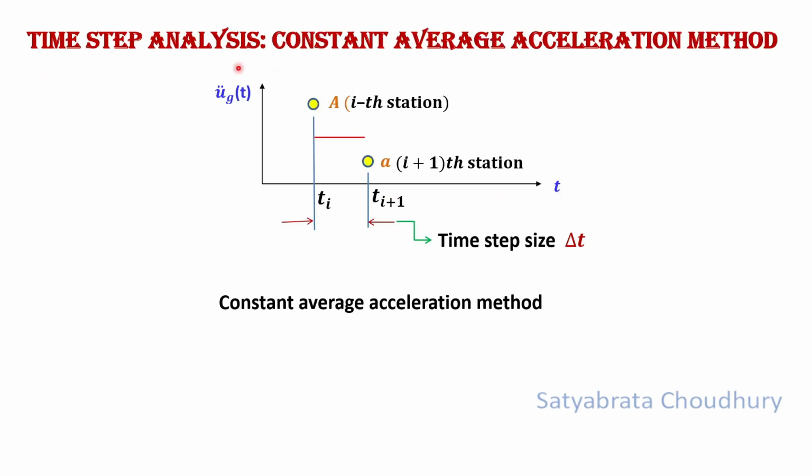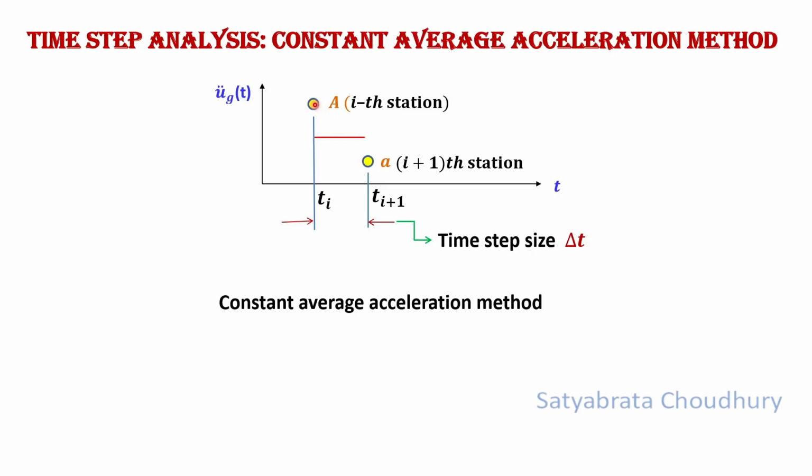In contrast, we have another method, the constant average acceleration method. Here you have the time station capital A, and time station capital B is not shown here, but we have shown one segmental time station, small a, which is the i plus 1 station. In between the time station capital A and small a, we assume that the acceleration remains constant.